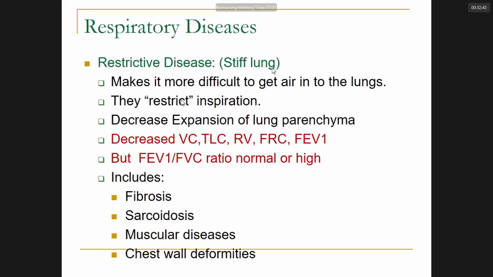And when there is restriction of inspiration, there will be a decrease in VC, TLC, RV, FRC, and FEV1. इम्तिहान में सिनेरियो आएगा कि एक बंदा है उसको ये डिजीजेज हैं, तो बताओ इसके अंदर कौन सी चीज कम होगी या बढ़ी हुई होगी. You must know which parameters are decreased or increased in restrictive lung diseases. But the FEV1 and FVC ratio is normal or high. ये कैसे, बेटा, आगे हम डिस्कस करेंगे. Now, in restrictive lung diseases, there's a problem of inspiration, right?